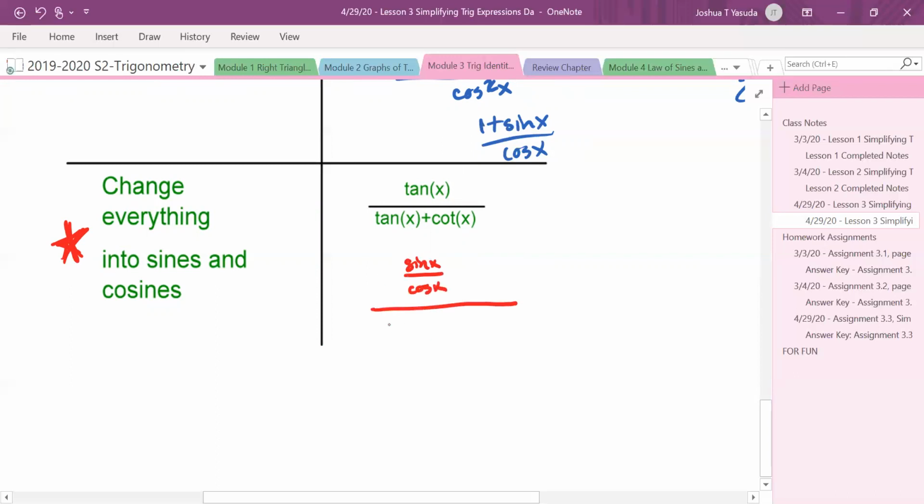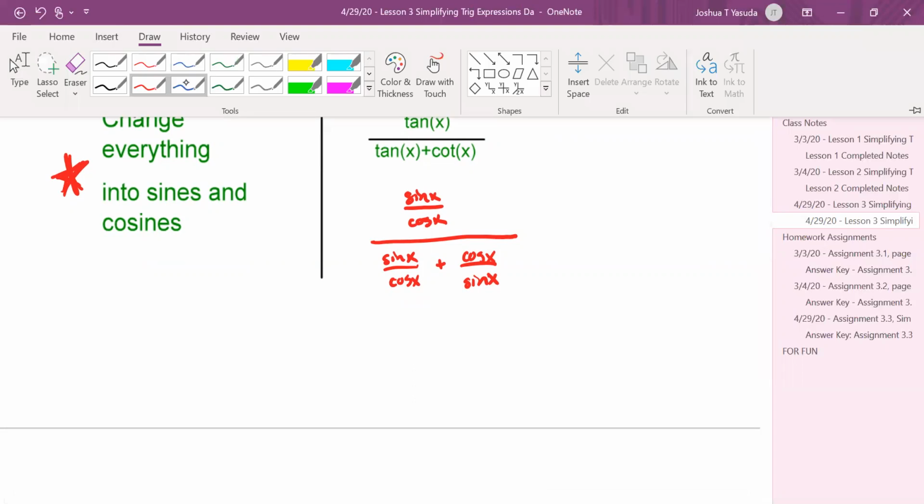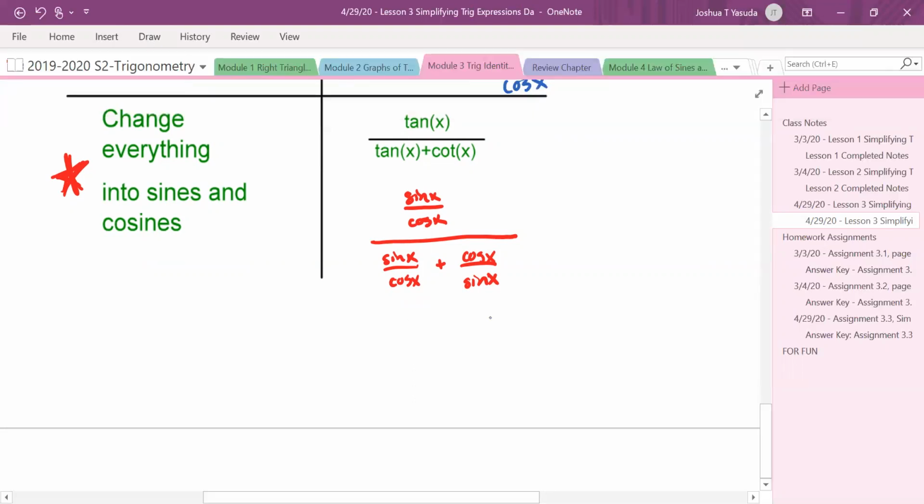And then tangent is also sine of x over cosine of x, plus cosine of x over sine of x, okay? And so what happens is you turn everything into sines and cosines, and then you let the problem tell you what you've got to do. So from here, in order to multiply by the reciprocal, because you have fractions on top and bottom, you need one fraction on the bottom. So we've got to get a common denominator.